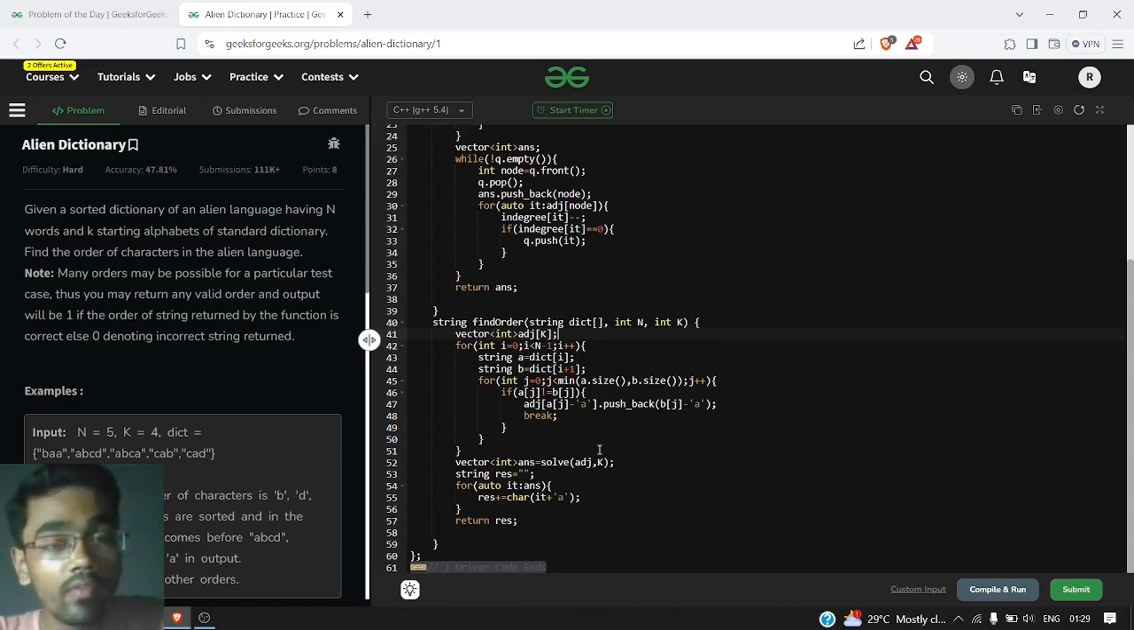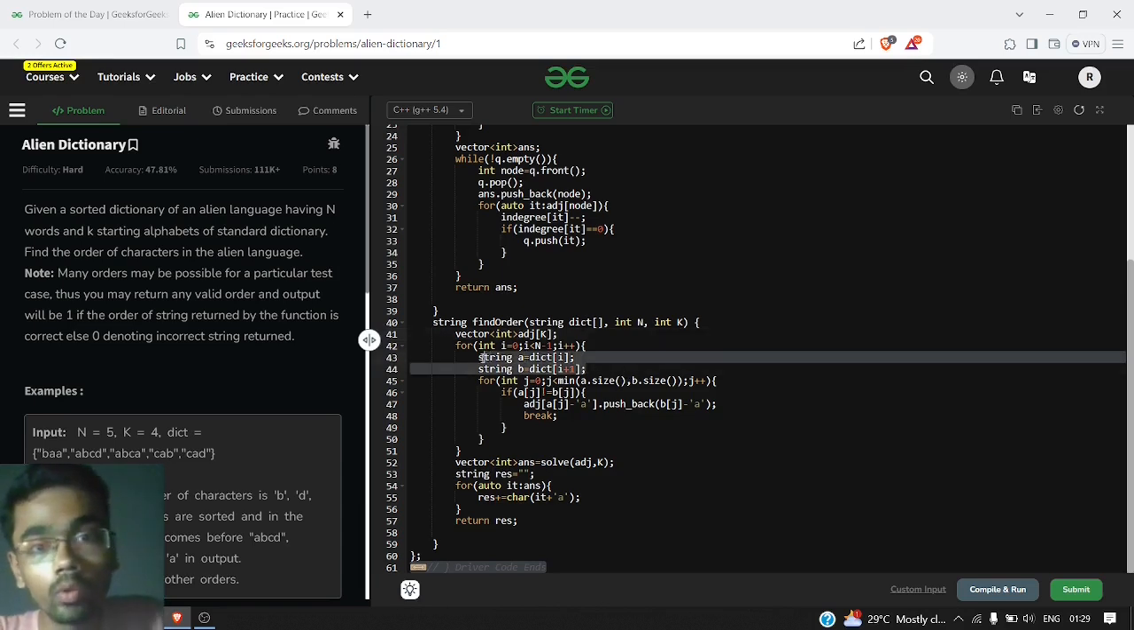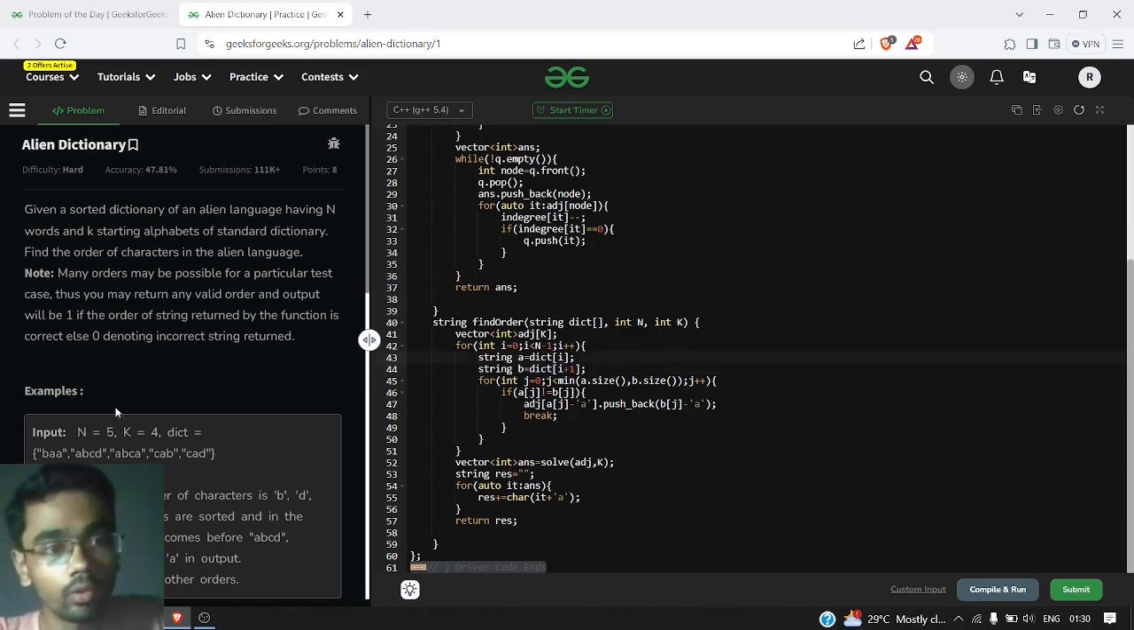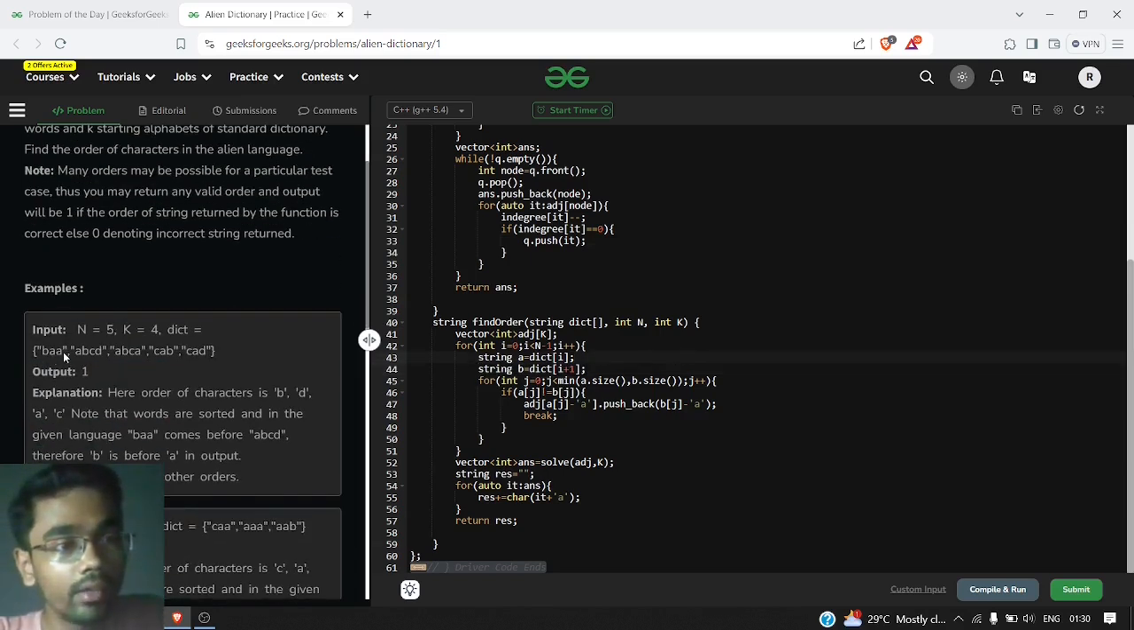So how will we create the adjacency list? We have discussed that we will compare two pairs of words. Let's say we have string A of dict[i] and string B of dict[i+1]. In the first example we have seen that this was BAA and ABCD, so this is what string A and string B are representing. Now we need to find out the point of difference in these two strings.